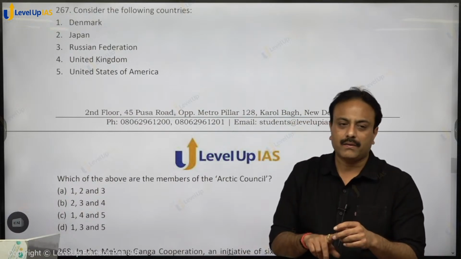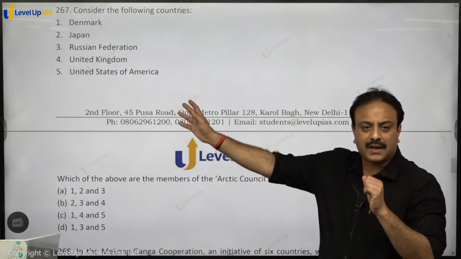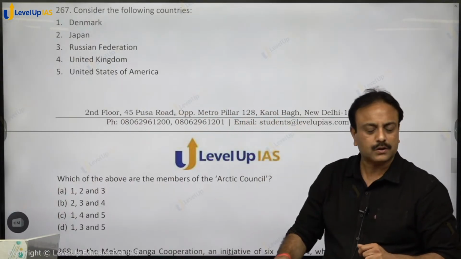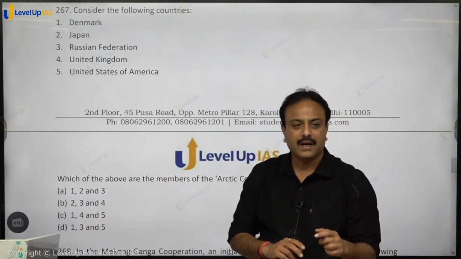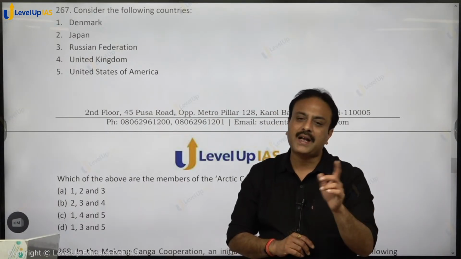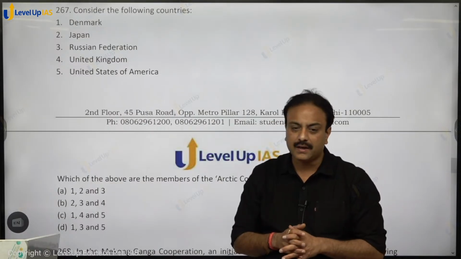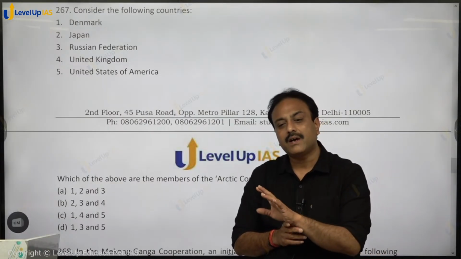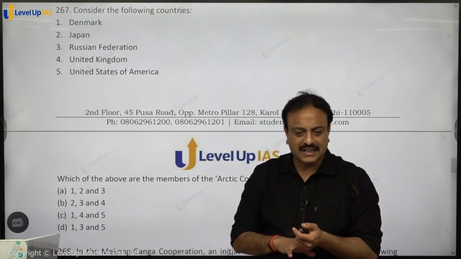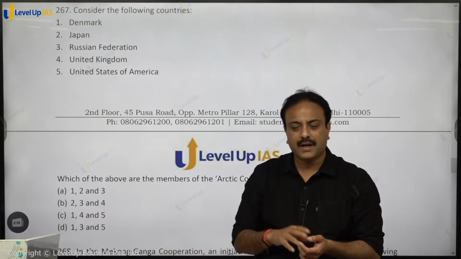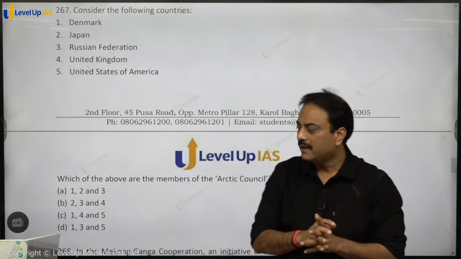If we start, one of the countries over there is Denmark. Denmark is represented by Greenland. After Greenland, Canada. After Canada, Alaska, by USA. Then Russia. Then Norway, Sweden, Finland. Then you have Iceland. Iceland is also. So Norway, Sweden, Finland, Iceland, Denmark, Canada, USA and Russia. These are the countries which are members of the Arctic Council, right?